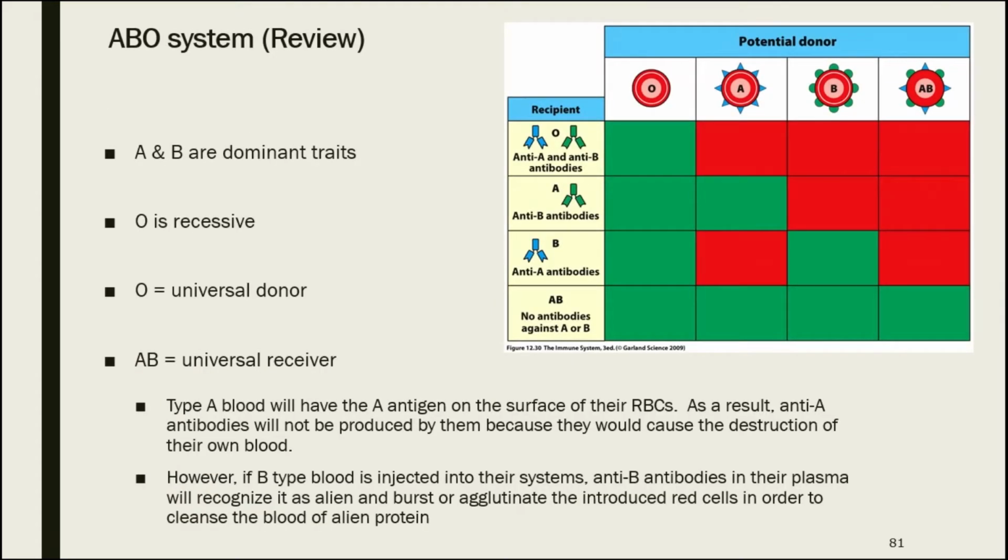Here again is the same information. AB is dominant, O is recessive, O is the universal donor, and AB is the universal receiver. These are the same concepts. You can read about it. They are not that difficult in my opinion. Basically, AB can take A, B, and O.